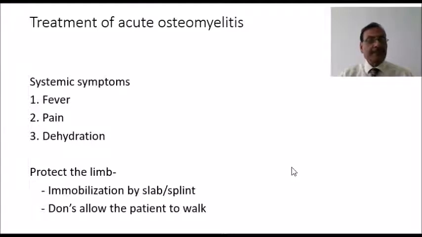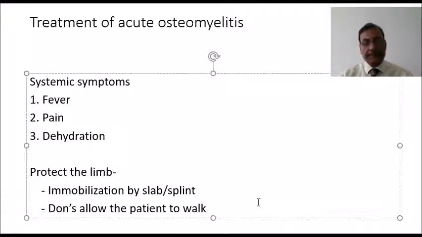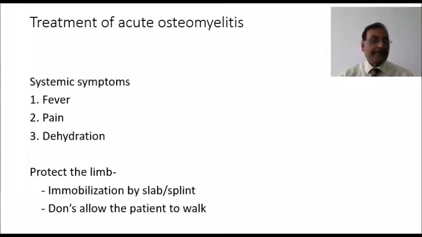Treatment, let us divide in 2 parts. One is for the systemic symptoms, another is protection of the limb. Systemic symptoms are fever, pain and dehydration. For fever, antipyretics are to be given. For the pain, analgesics are to be given, and for dehydration, an IV drip is to be given. You have to protect the limb by immobilizing it. Immobilization by slab or splint in certain situations is obviously very good. And you must not allow the patient to walk because the bone is weak, so it can easily be fractured.